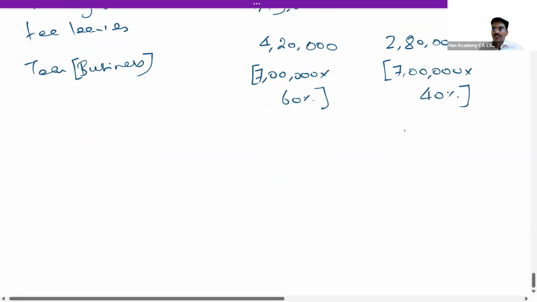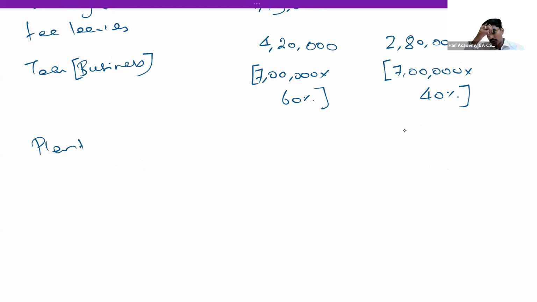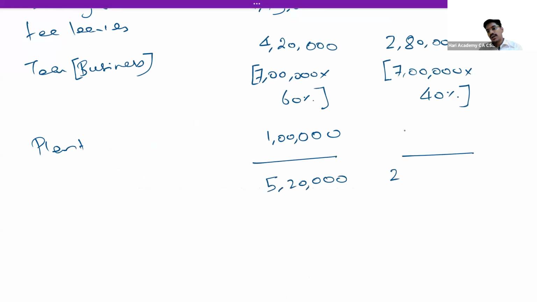Third point is profit from sale of plants in nursery, plant sale. This is fully agricultural income. There is no non-agri portion involved in it. So this is 1 lakh. So if you see the total, it is 5 lakhs 20,000 agricultural income and 2 lakhs 80,000 non-agricultural income.